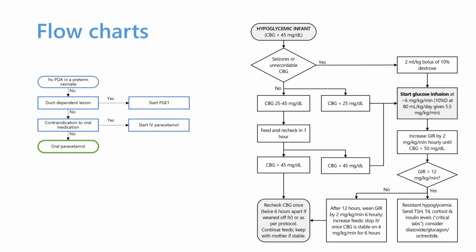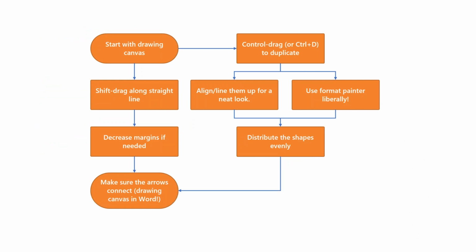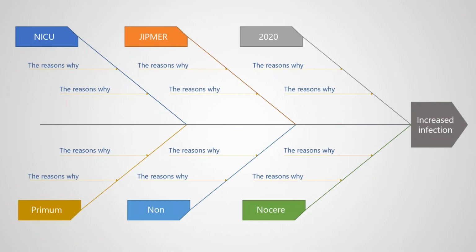So we will talk about flowcharts today. Of course, you can make it colorful. I like to keep it clean and black and white, but you can make it as colorful as you like. And if you're, let's say, making something like a fishbone diagram, of course, it's just a modified flowchart in some ways. You can make that in PowerPoint or Word any way you like.